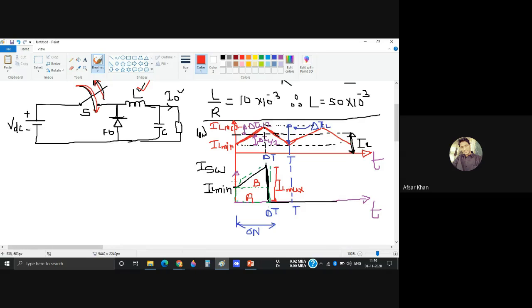IL max. See, this is IL mean and this is IL max. Now look, tell me the value of IL mean. What should IL mean be? Look at the waveform of your load current. IL mean must be, this is your IL, right?